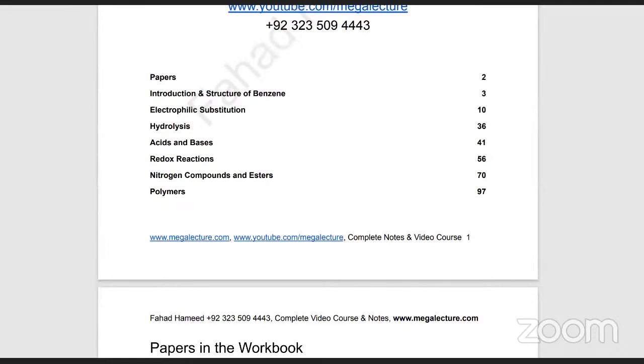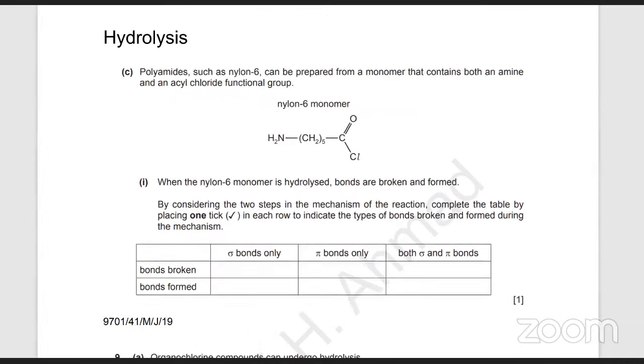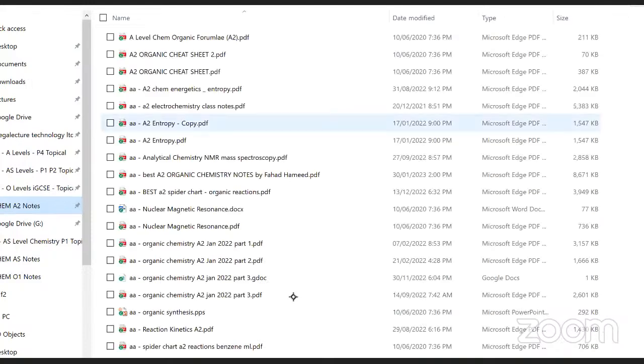Okay, let's just take 1 second. Who was it? We're going to start with hydrolysis. So we're just going to try and do hydrolysis questions. Let me just open the notes as well. What is hydrolysis? Okay, there's a part where, where's A2? Just 1 second.